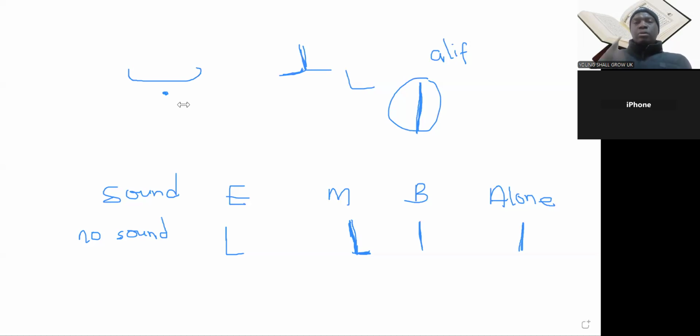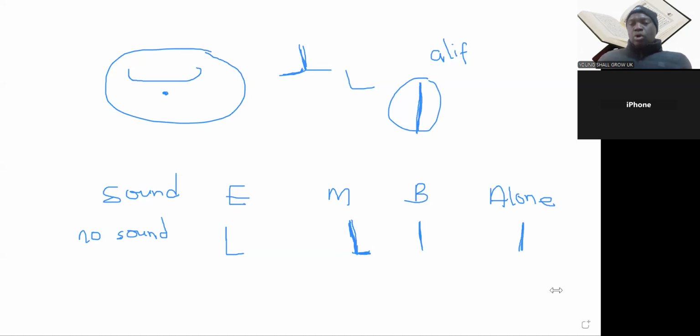Some have one on the top, some have one under. Some have two on the top, some have two under. Some have three on the top, but none have three at the bottom. Okay? So keep it clear in mind like that. It's going to be easy, inshallah, bi-quratillah. So the next letter, what is it called? Ba.